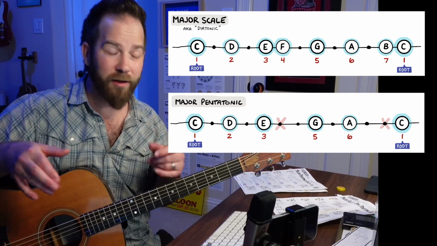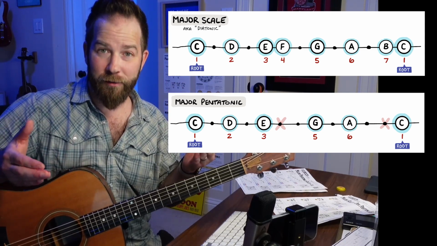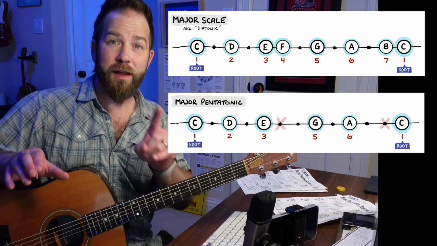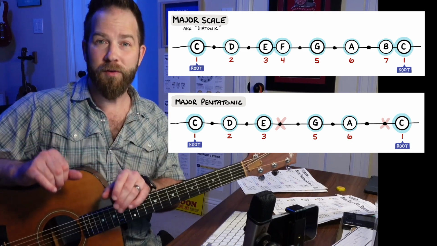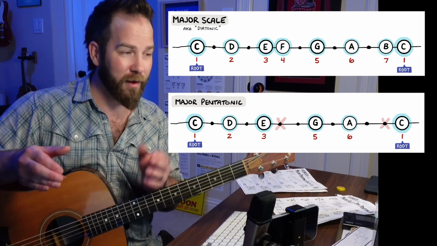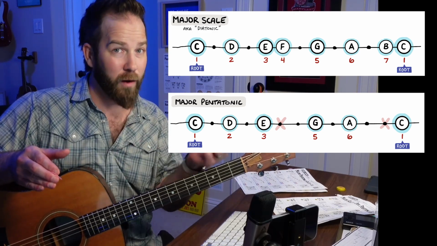And the reason I do that is because in every single key, the notes in your major scale and the notes in your major pentatonic are going to be different. But the scale degrees are 100% consistent. Every major pentatonic is the 1, the 2, the 3, the 5, and the 6, right? Again, the 1 is our root note.